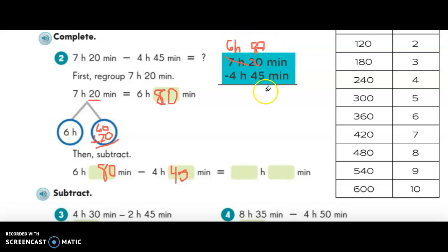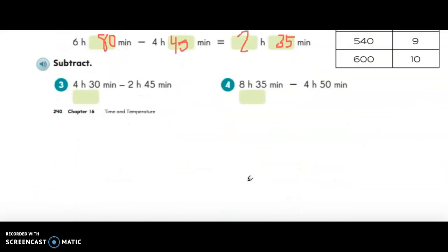So we're going to do 80 minus 45. Now we can't take 5 away from 0, so we need to actually regroup when we're subtracting here. So then we will have 10. 10 minus 5 is 5. 7 minus 4 is 3, so now we have 35 minutes, and then we can subtract our hours. 6 minus 4 gives us 2 hours. So then we have a final answer of 2 hours, 35 minutes.